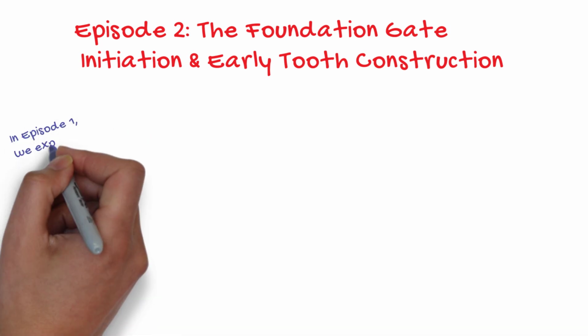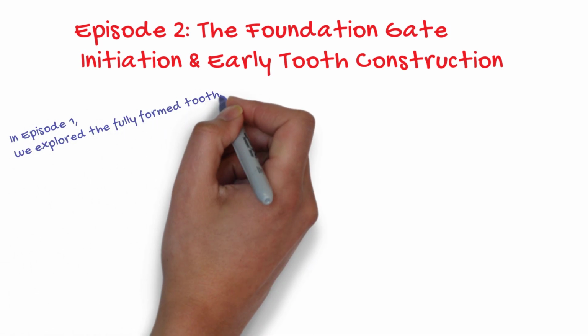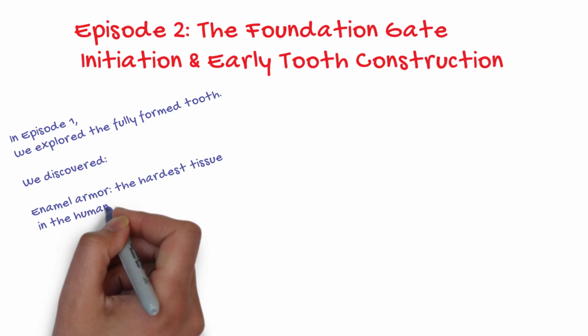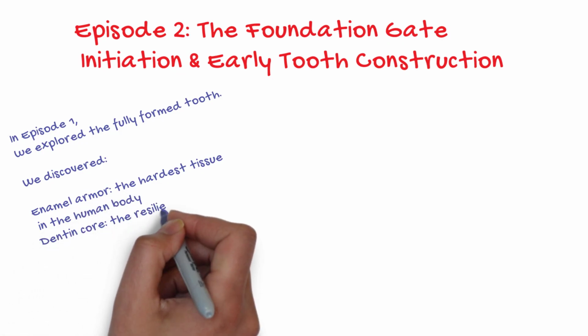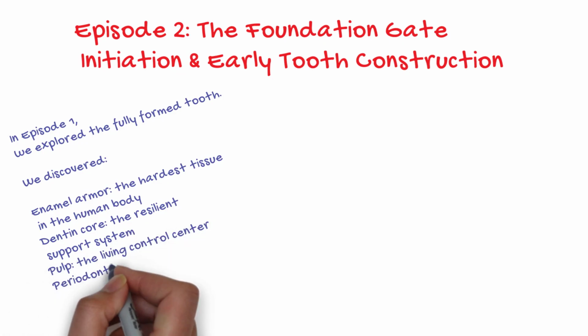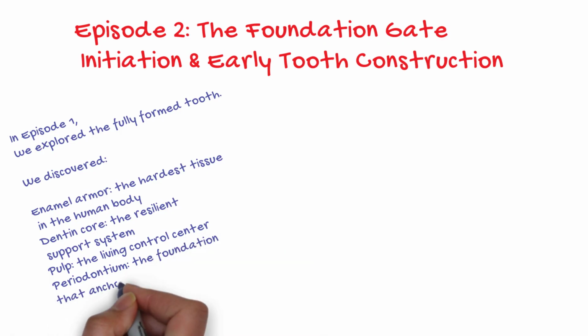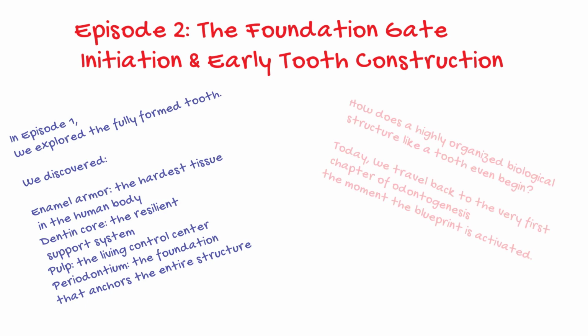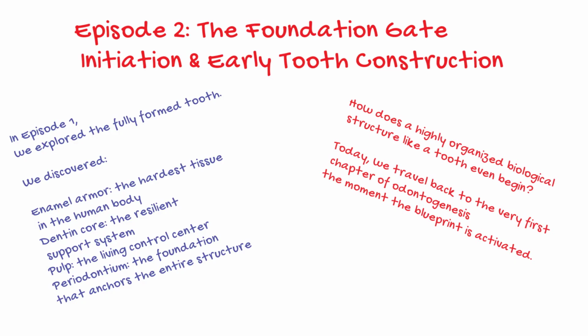In Episode 1, we explored the porcelain palace, the fully formed tooth. We discovered enamel armor, the hardest tissue in the human body; dentin core, the resilient support system; pulp, the living control center; periodontium, the foundation that anchors the entire structure. But one important question remains. How does a highly organized biological structure like a tooth even begin? Today, we travel back to the very first chapter of Odontogenesis, the moment the blueprint is activated.